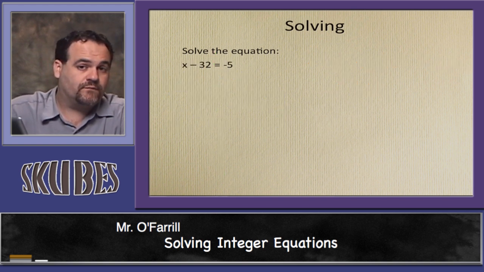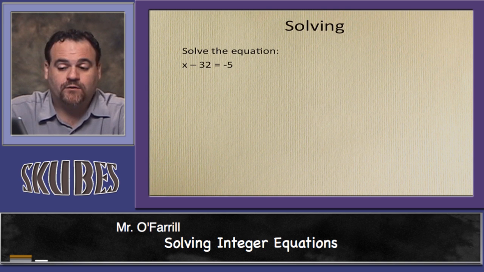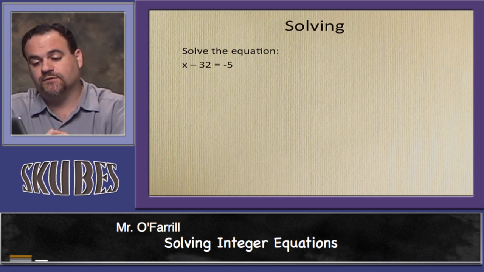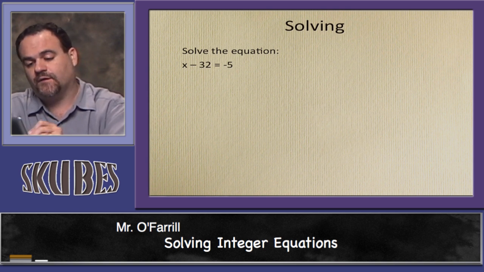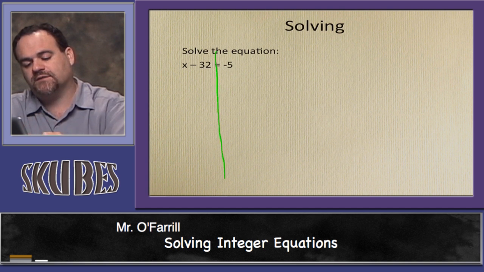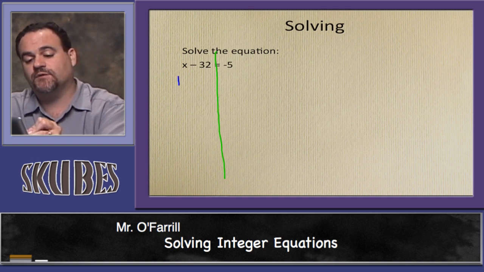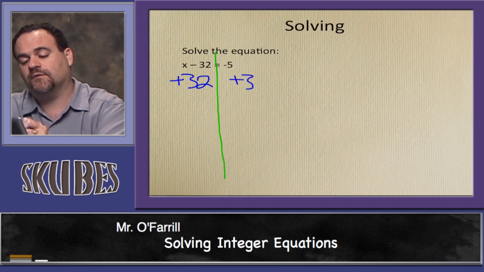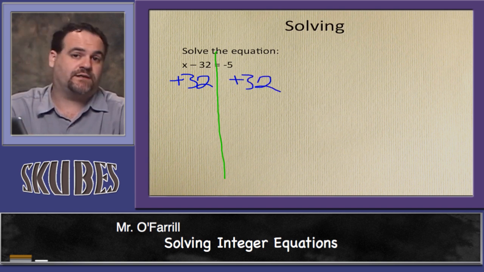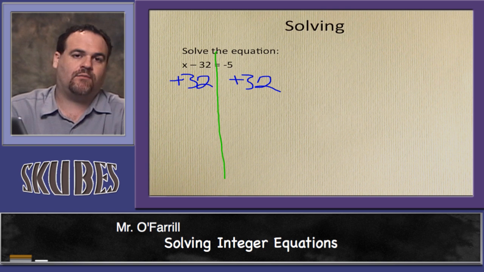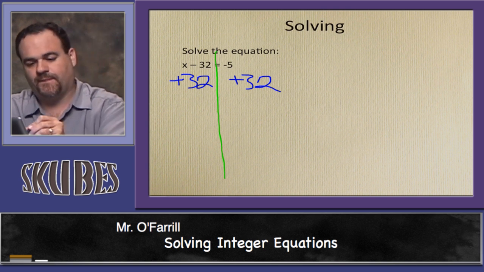Let's do another one, this time with some subtraction. We have x minus 32 equals negative 5. We'll start with my balance line. And we're subtracting 32. We need to do the opposite, which would be to add 32.